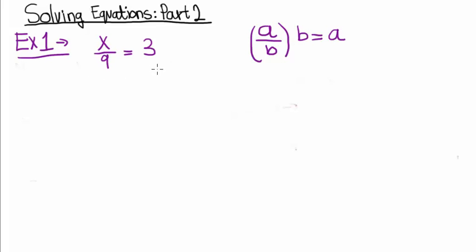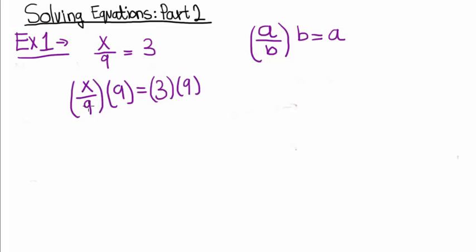Similarly, in this problem, if I want to get x, which is on the top, all by itself, all I really need to do is multiply both sides of this equation by whatever is on the bottom. In this case, the bottom is the number 9. So I have x divided by 9 times 9 on my left hand side, which basically cancels out the two 9's, and I'm left with the variable x all by itself.